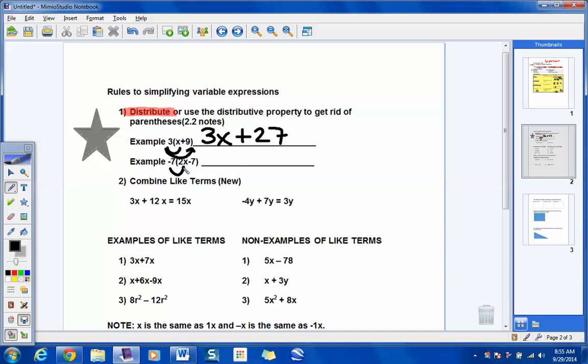Negative 14x. Chelsea, that's good. Don't get caught on the second part, Chelsea. What are you going to have on the second part? Plus 49. Why is it plus 49, kiddo? Excellent. Negative times negative. You got it.